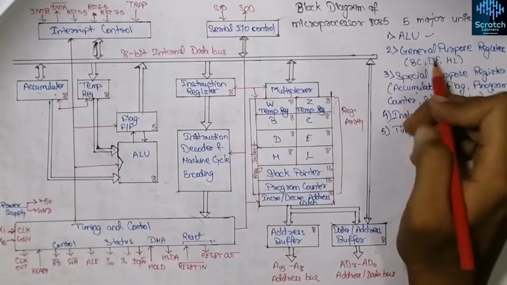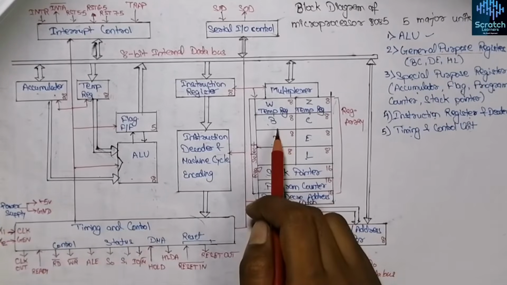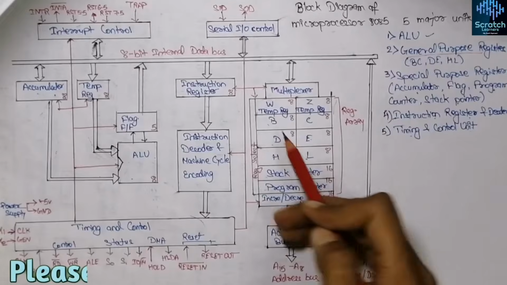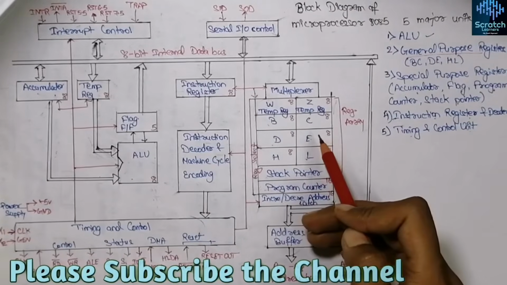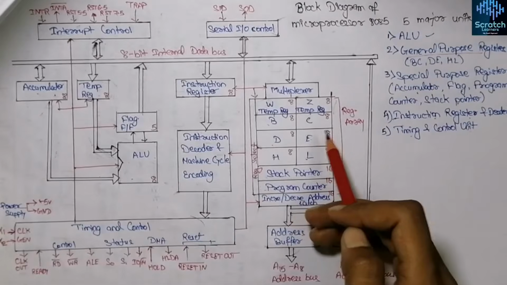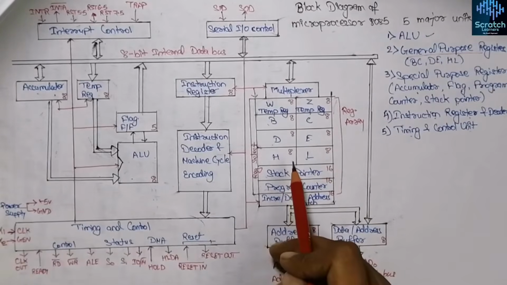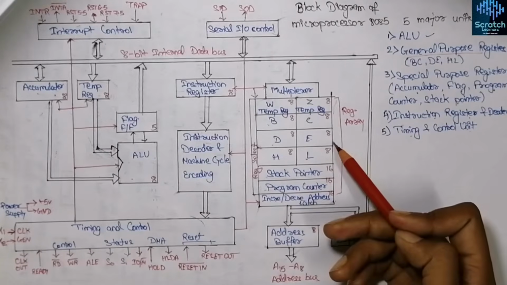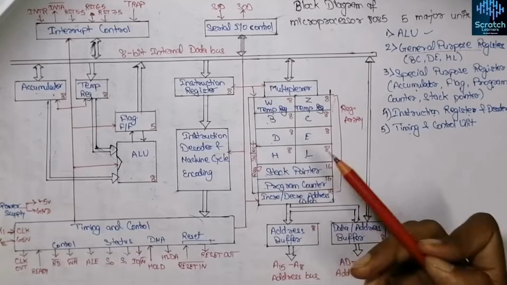The next one is general purpose register. So these are the general purpose registers. The main thing you need to understand here is the function of general purpose registers, or in short we can say GPR. The GPR are used to store only the data that is being used by the program during execution and the result obtained from it.